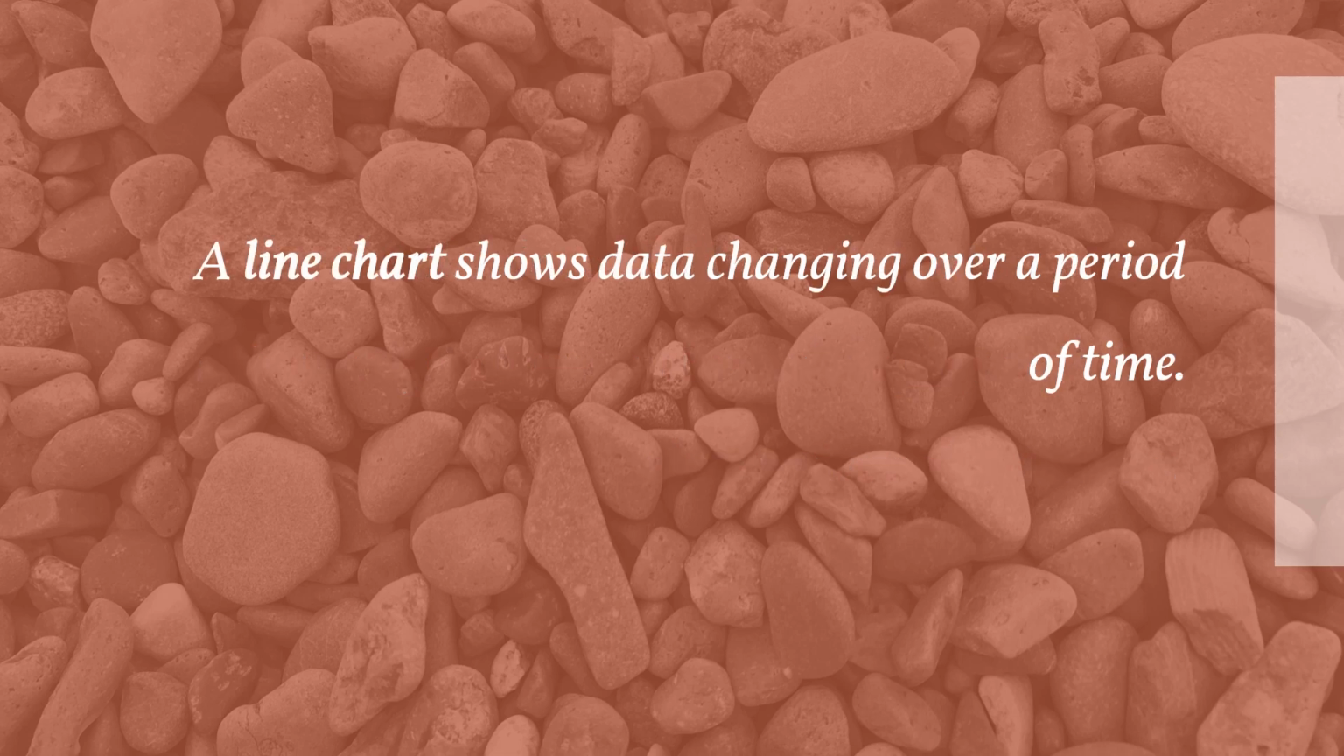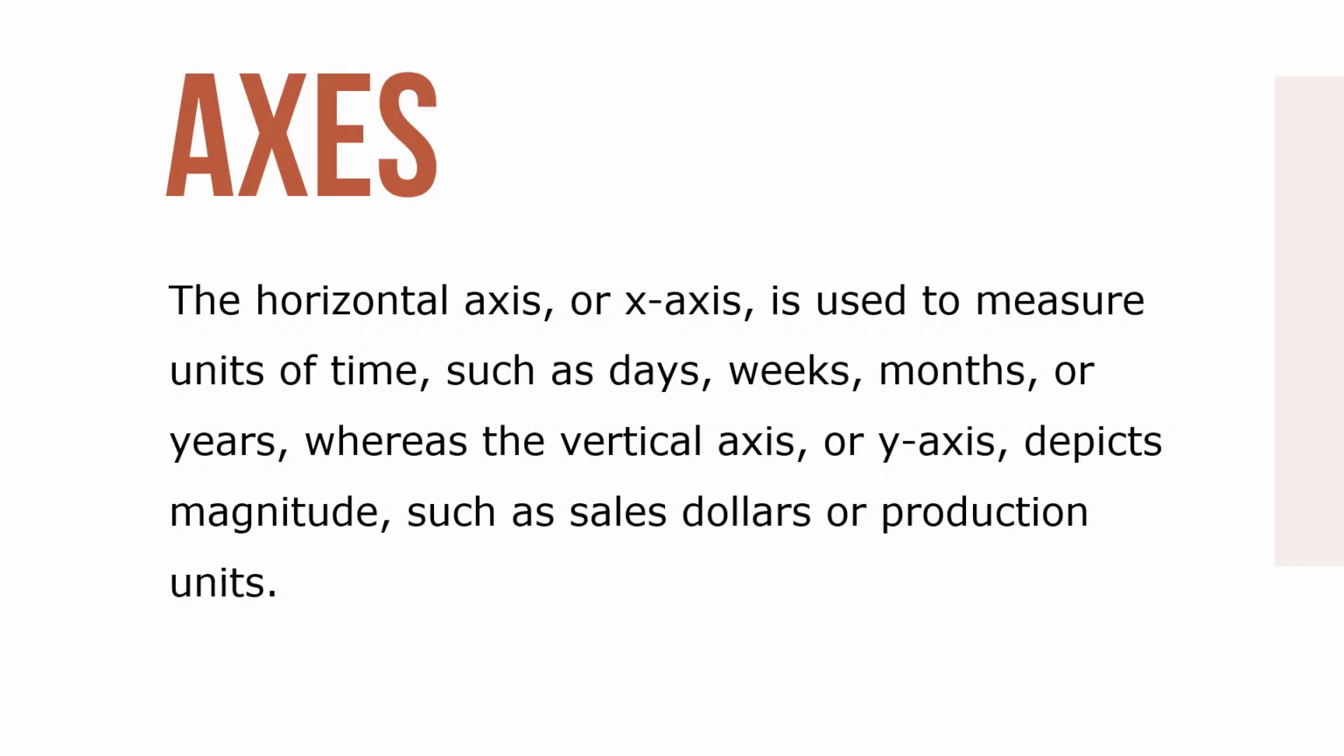A line chart shows data changing over a period of time. A single glance at a line chart gives the viewer a general idea of the direction or trend of the data: up, down, or up and down. A horizontal axis, or x-axis, is used to measure units of time, such as days, weeks, months, or years, whereas the vertical axis, or y-axis, depicts magnitude, such as sales dollars or production units. Frequently, the y-axis is used to measure the percentage of something.